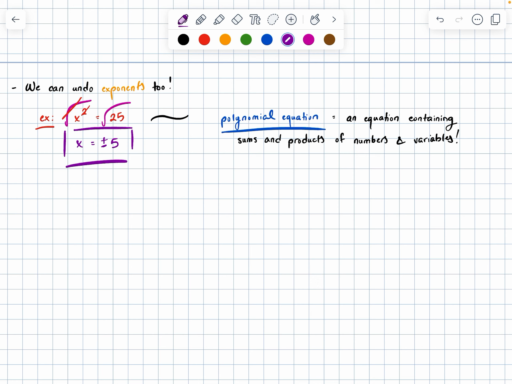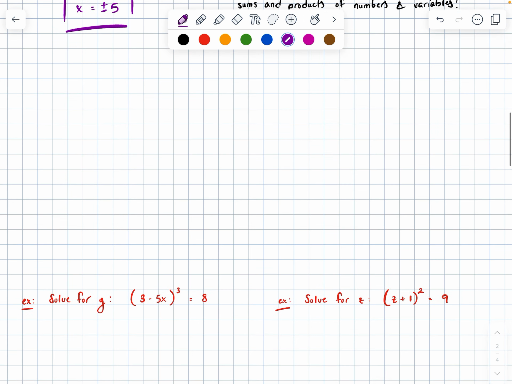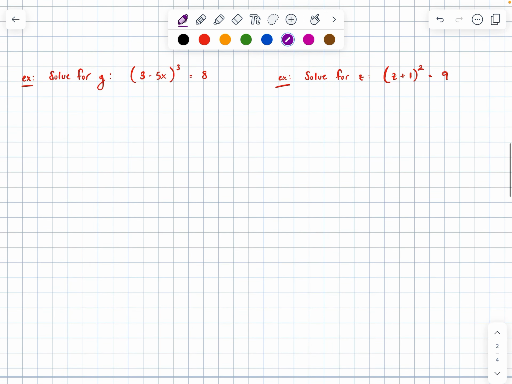Fantastic. Let's take those same ideas and scale them up just a little bit. Let's say that I want for the equation on the left to solve for y. What would I use to undo that power of 3? Again, I can't touch the 3 minus 5x inside until the cube goes away. What would the inverse operation here be?